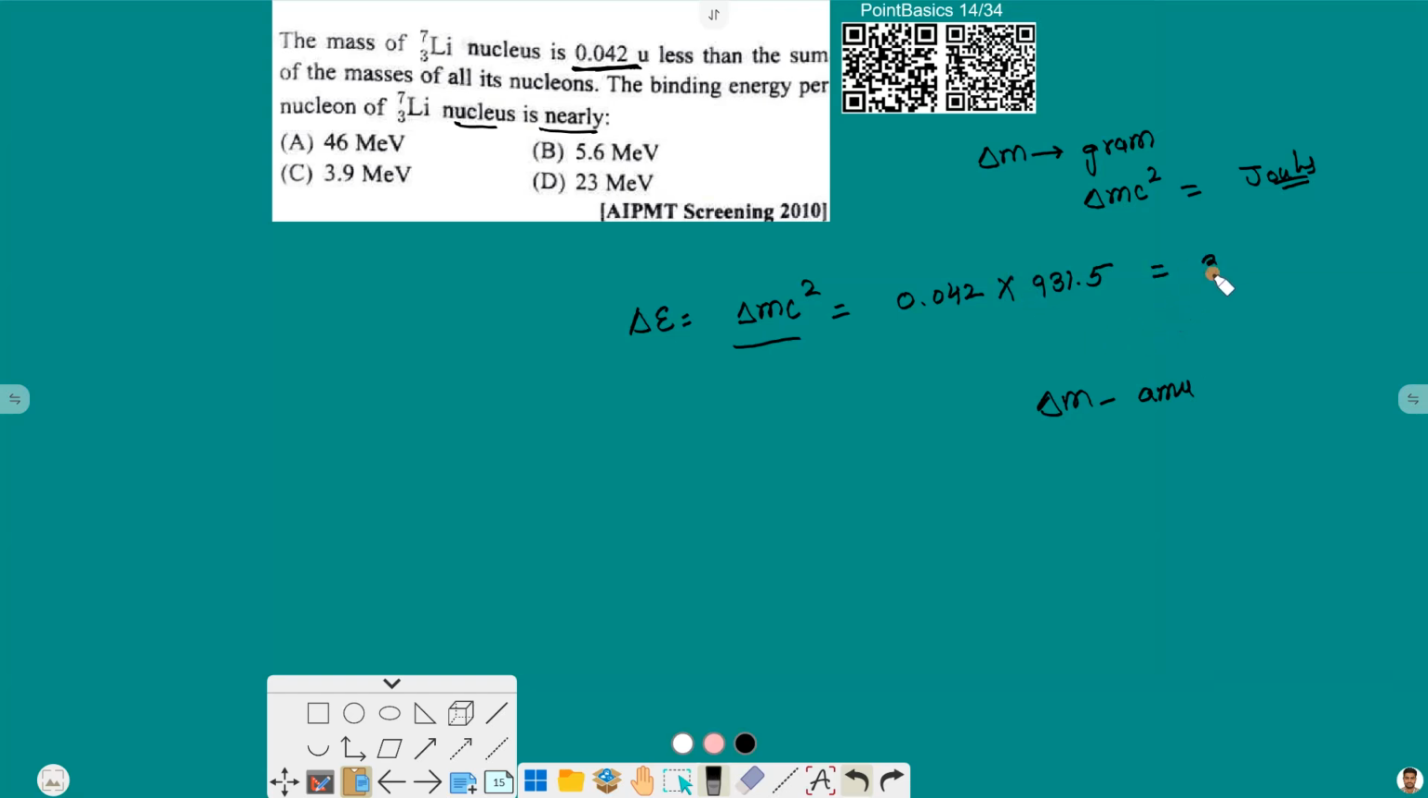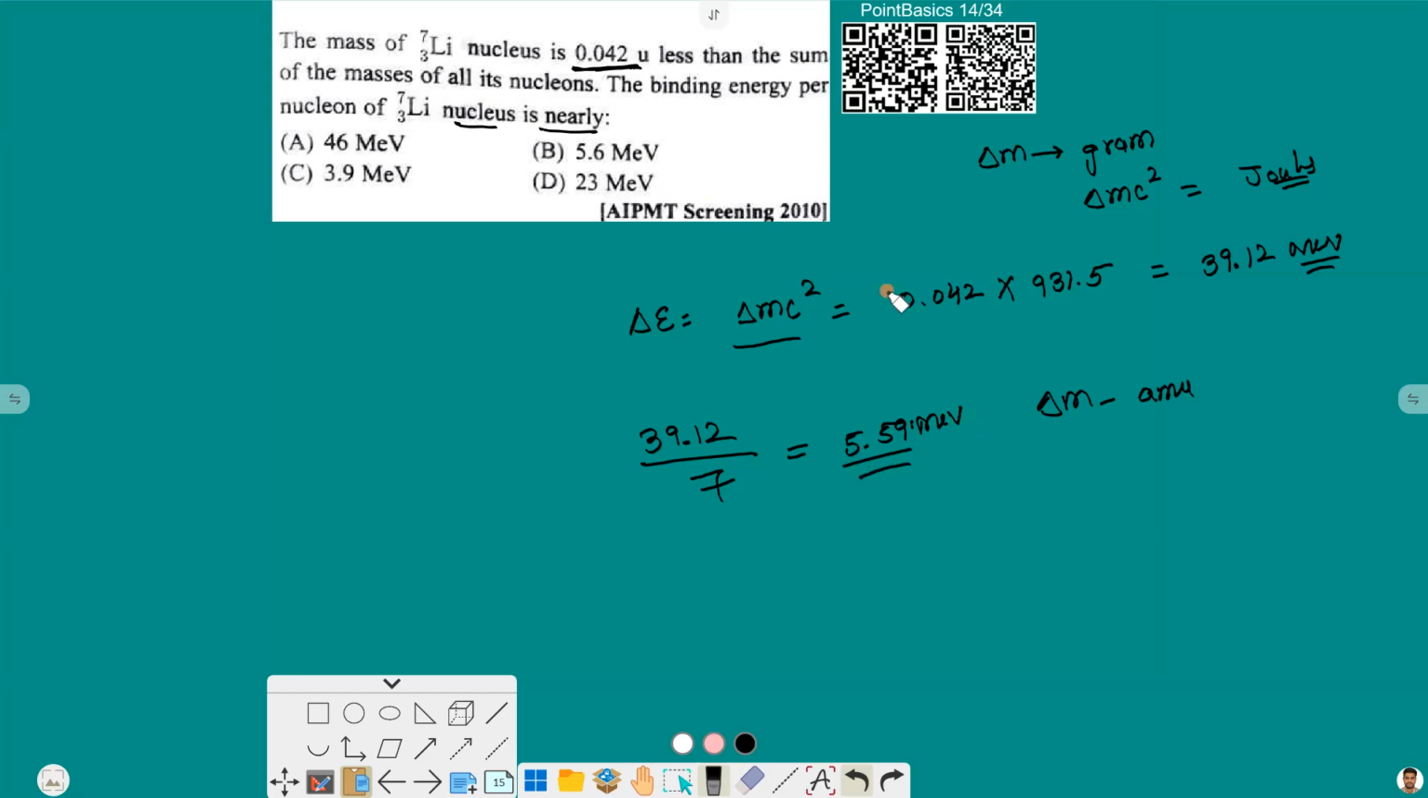So this will give us around 39.12 MeV. So now we have the energy difference. So we will divide it by the number of nucleons and we will get the binding energy per nucleon. So 39.12 divided by 7 will give us something around 5.5 MeV.